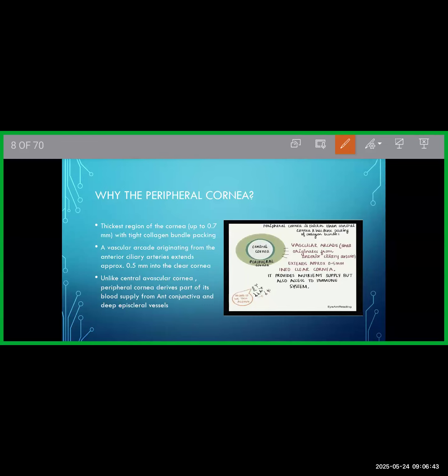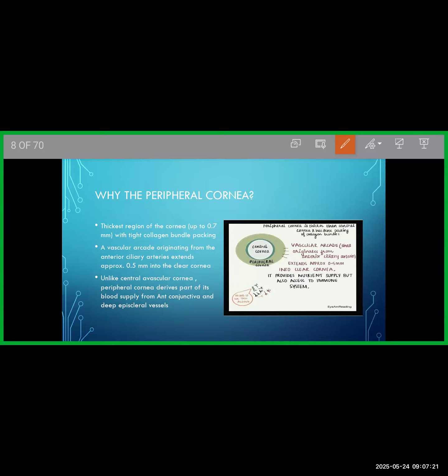Now, why is the peripheral cornea involved first in PUK? The reason is what I'm about to present here. As we all know from our basics, the peripheral cornea is the thickest of all the cornea compared to the central cornea, which is the thinnest.